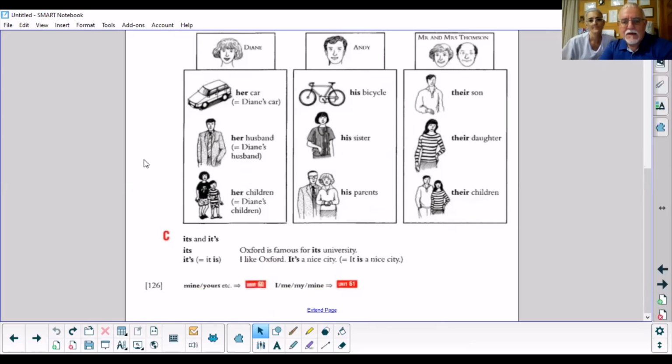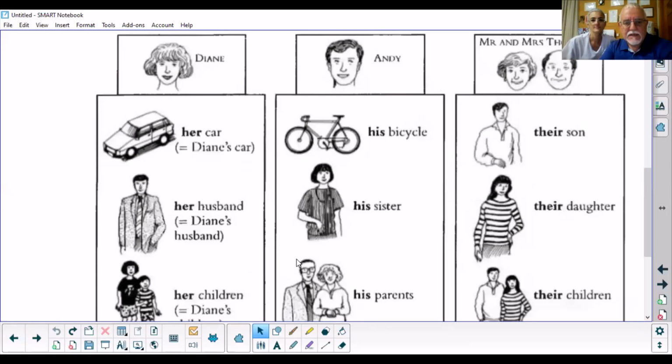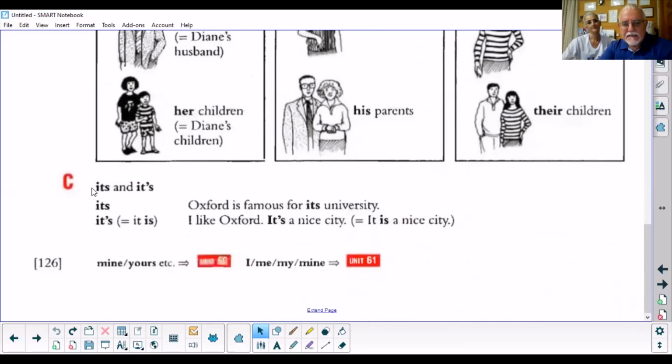Okay, and we had here explaining, or rather cautioning you about it's and its. I'll just bring this up in size now so we can see this a bit better here. So, its, which is the possessive adjective, and it's, which is the contraction of the verb to be, it is. Its. Oxford is famous for its university.